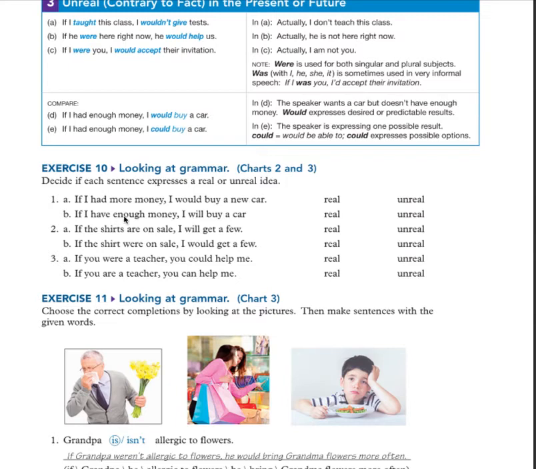B, if I have enough money, I will buy a car. Look at the verb in the if clause. Have, simple present. Will, and the simple form of the verb. So you say, okay, wait a minute, that's real in the present future. So this is going to be real. Go ahead and do number 2, A and B, 3, A and B.